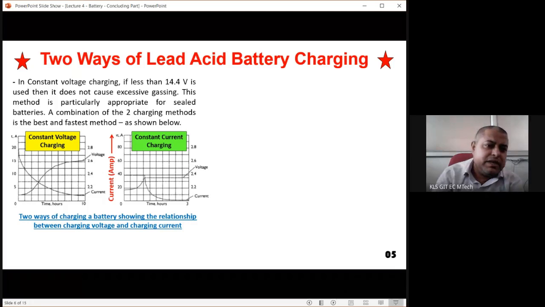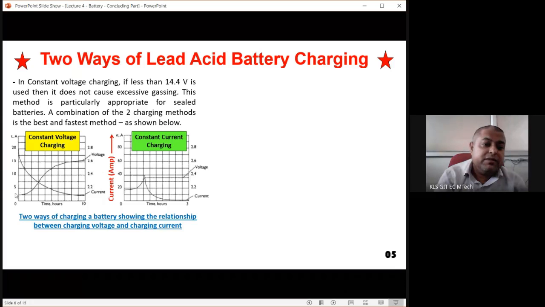So on the left side we can see constant voltage charging. So 14.4 volt we have connected between the two posts of the battery, and you can see this is the voltage graph, how the voltage is increasing. The initial voltage is not zero, it is around 2.5 volt. That is, all 6 batteries stacked together are giving 2.5 volt. Then it's called a flat battery.